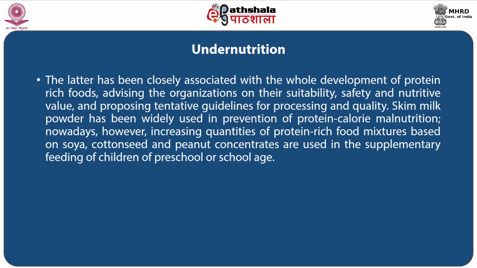The latter has been closely associated with the whole development of protein-rich foods, advising the organizations on their suitability, safety, and nutritive value, and proposing tentative guidelines for processing and quality check. Skim milk powder has been widely used in prevention of calorie protein malnutrition. Nowadays, however, increasing quantities of protein-rich food mixtures based on soya, cottonseed, and peanut concentrates are used in the supplementary feeding of children of preschool or school age.